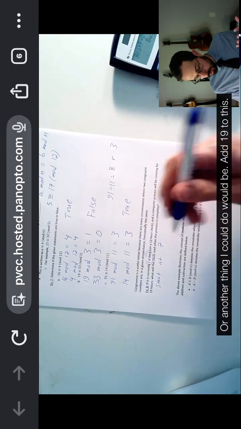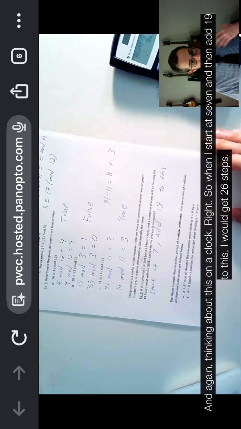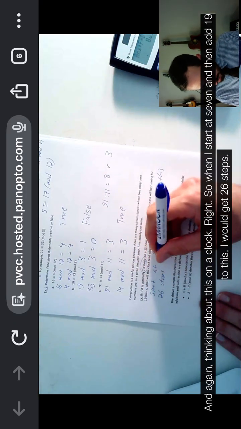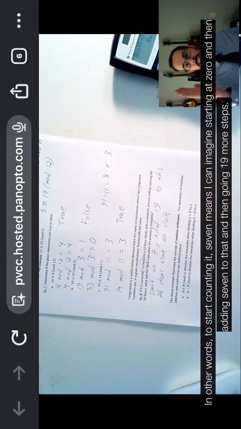Or another thing I could do would be add 19 to this. And again, thinking about this on a clock, when I start at 7 and then add 19 to this, I would get 26 steps along the clock. In other words, to start counting at 7 means I can imagine starting at 0 and then adding 7 to that, and then going 19 more steps. Well, we've seen that clock before.